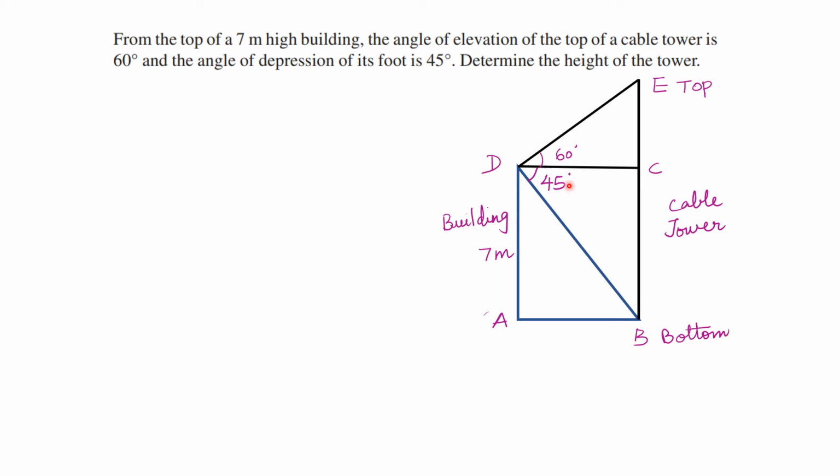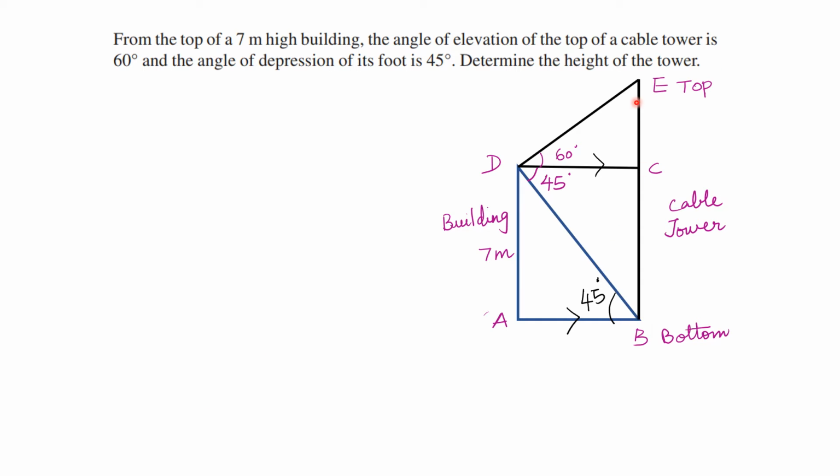Now you see this DC is parallel to AB, and this will make a Z angle. So when it is 45, this will also be 45. So that is what I am going to mark now. As I said already, DC is parallel to AB and this is a Z angle, so I marked 45 degrees. Now what are they asking us to find? The height of the tower.